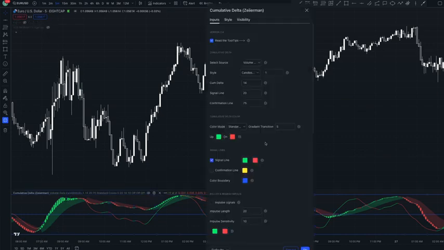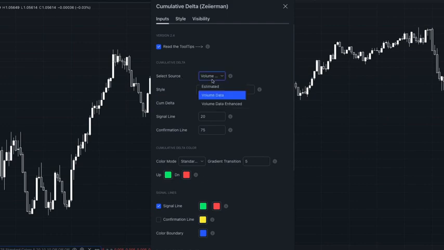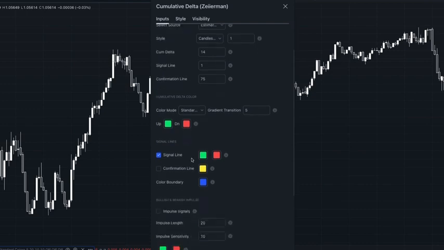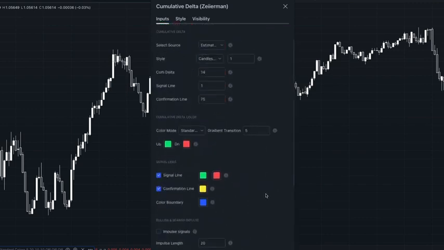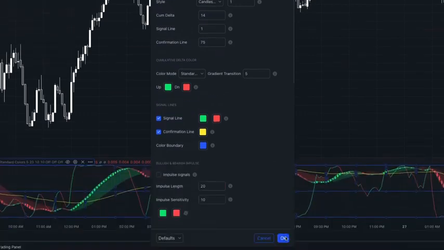So we'll go into the settings, and first of all, for the source, I like to change this to estimated, and for the signal line, I like to change this to 1. For crypto, I typically like to change that to somewhere around 10. But for indices and commodities, I typically like that to be 1. And we'll scroll down and I will enable the confirmation line. All of the other settings I will leave as defaults.